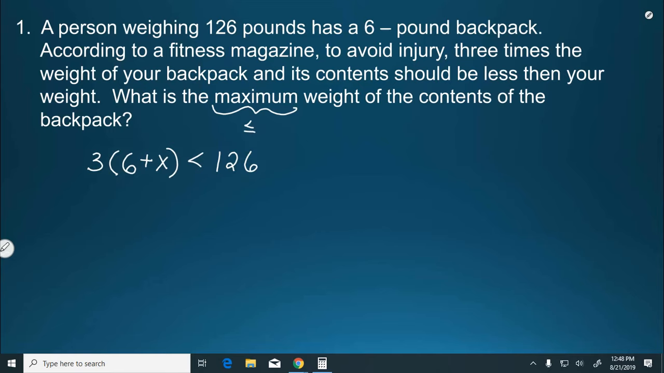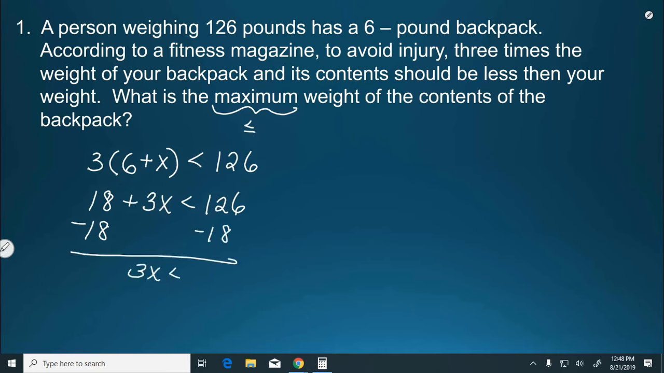We got 3 times 6 is 18, plus 3 times x is 3x, has to be less than 126. We subtract 18 from both sides. So 3x has to be less than 108. Divide by 3. And x has to be less than, well, 3 goes into 10 three times with 1 left over. 3 goes into 18 six times. So it has to be less than 36 pounds. So then what's the maximum? All right. So let's say it has to be a maximum integer. It has to be a whole number amount. So then we could say the maximum weight is 35 pounds.